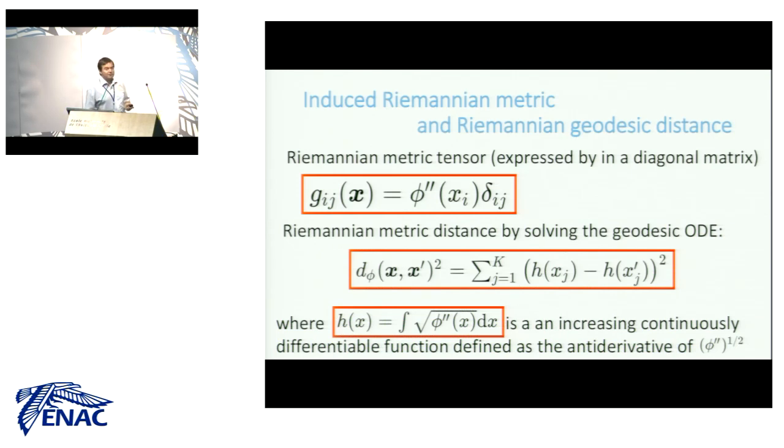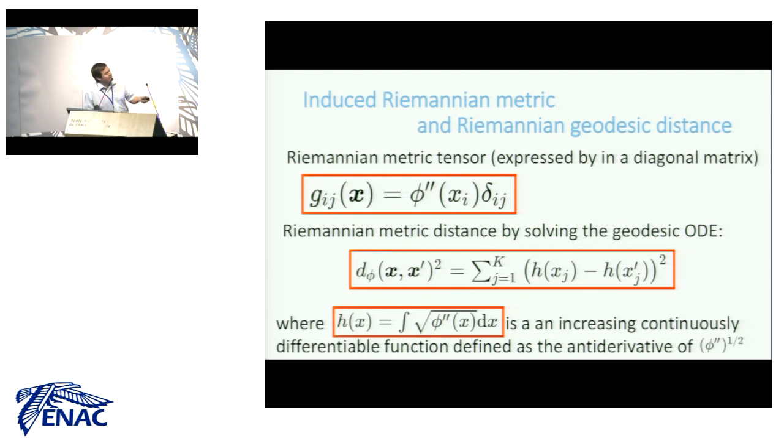So the good thing is, once we have a separable Bregman divergence, the Riemannian metric can be written very simply as a diagonal metric. So here we will have the metric tensor that will be just the second derivative of our scalar generator, and this is a Kronecker symbol. And we can solve the ODE of the geodesic in a simple way. So we will find that the square of the geodesic distance is this expression here.